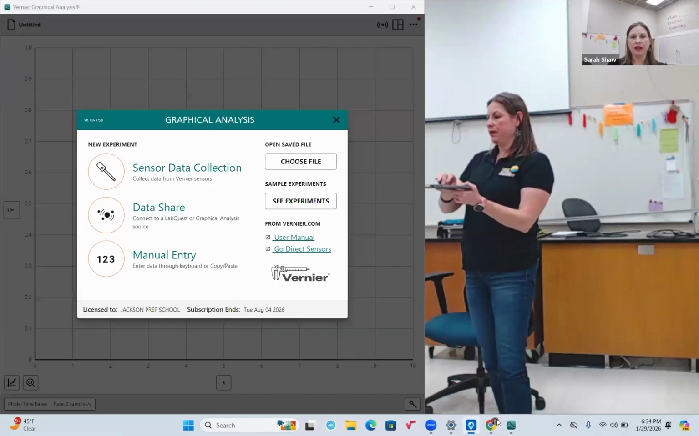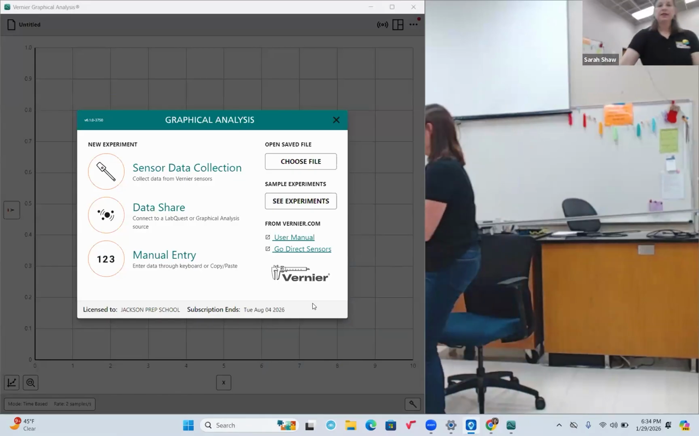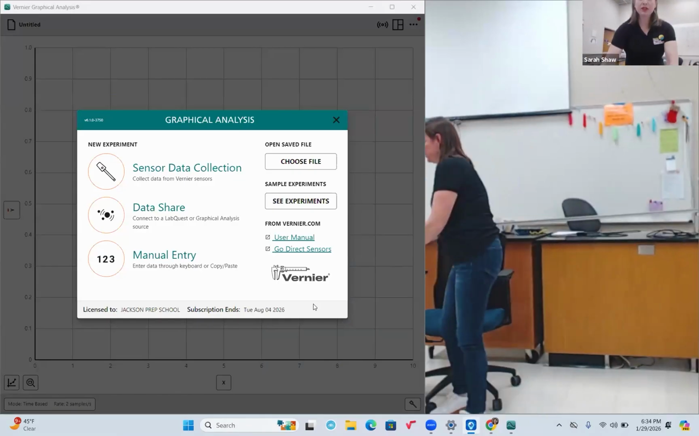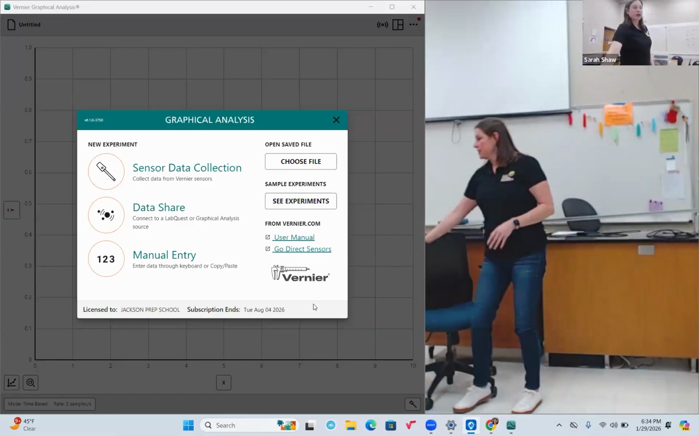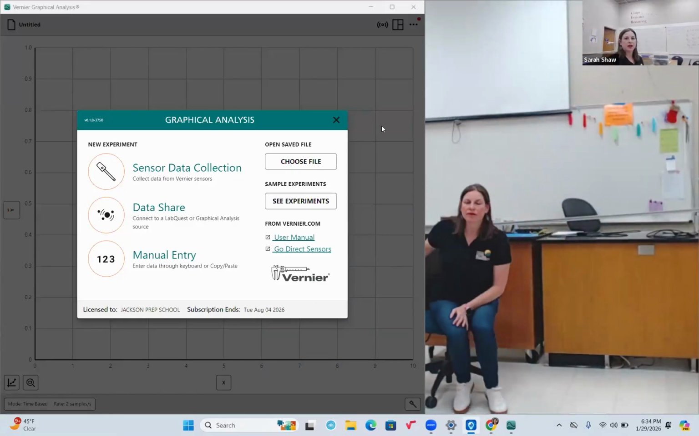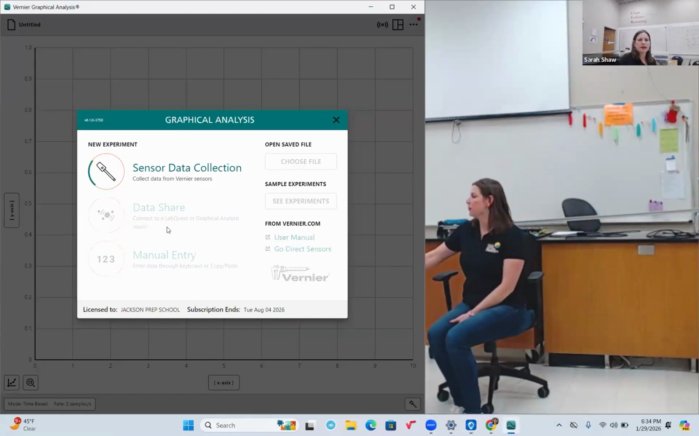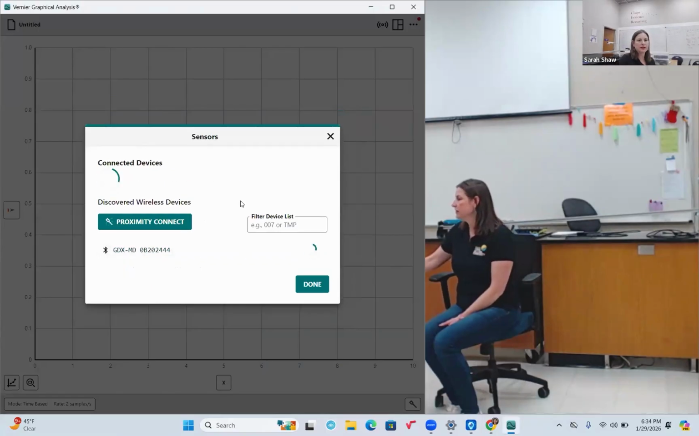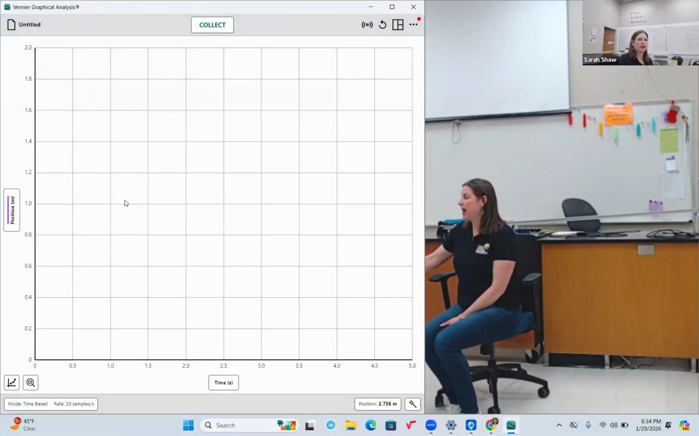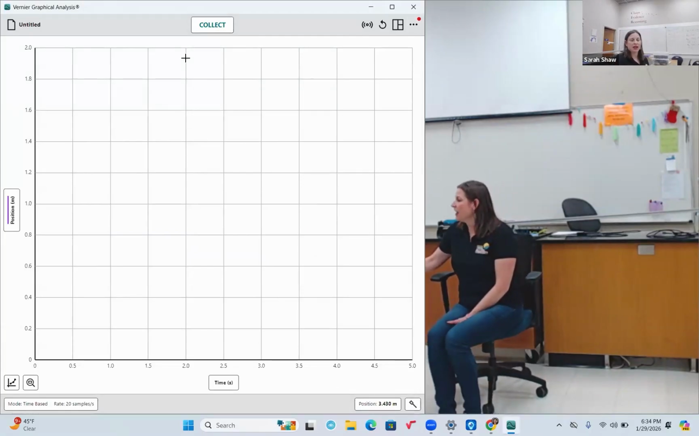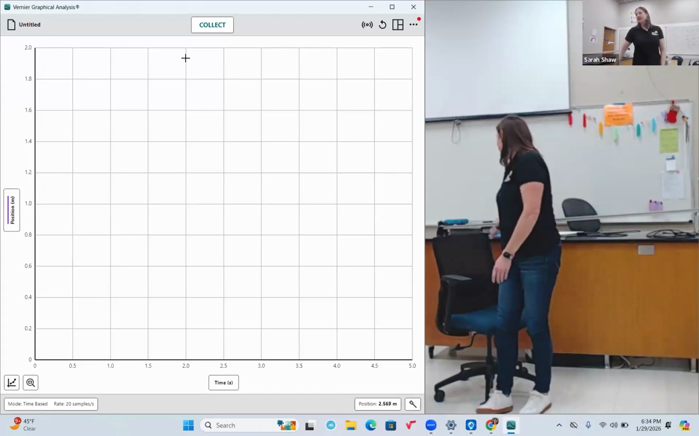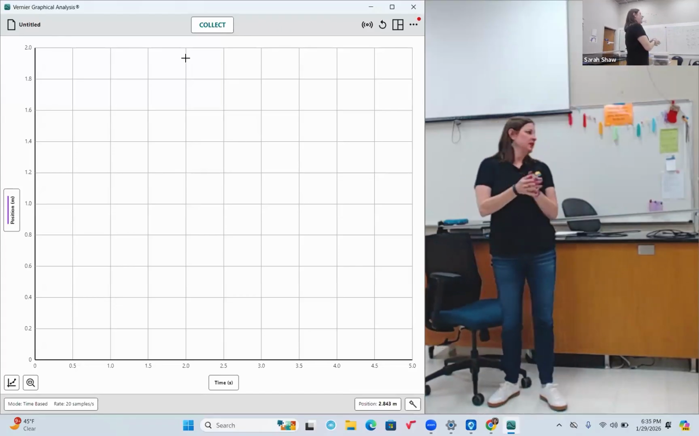So I'm going to go to graphical analysis. Y'all can see my screen now, and I've turned on my motion detector at this point. Students, when they connect, half of them always seem to have it on dark mode, so I have to tell them to go to app preferences and turn it to light mode.